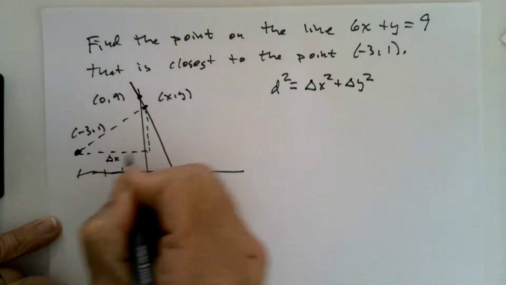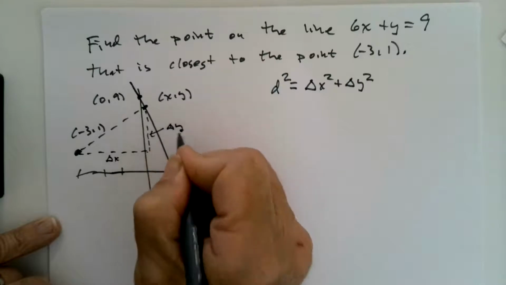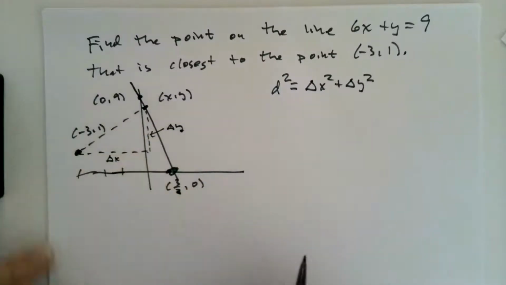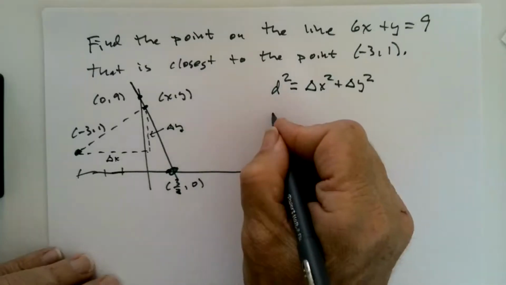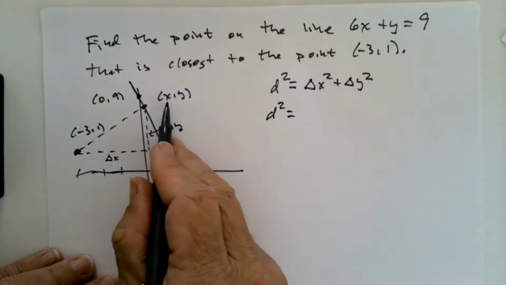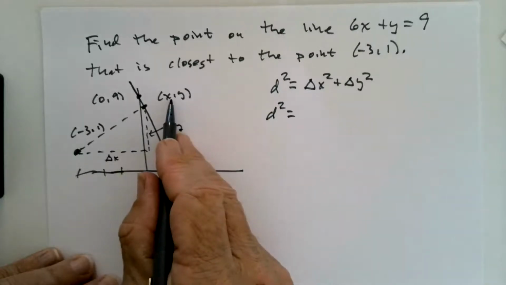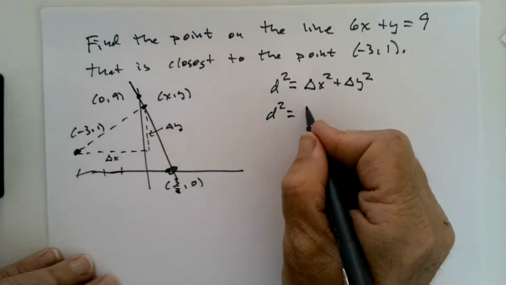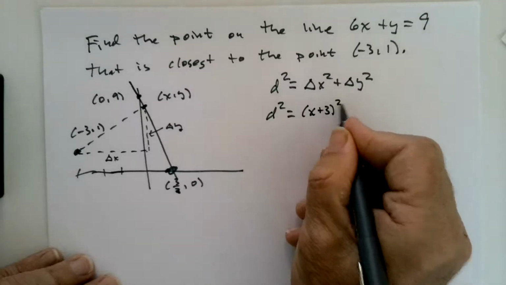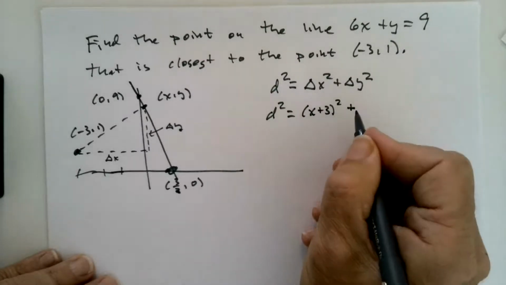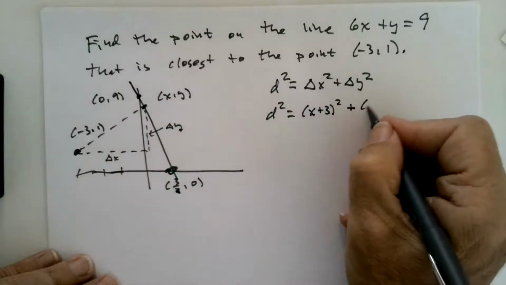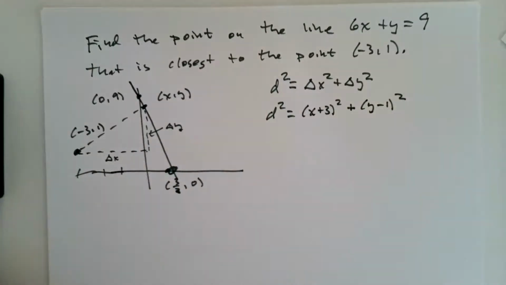Change in x is here. Change in y is there. And there's my distance squared. So my distance squared, which is what I'm going to choose to minimize, is from (-3, 1) to (x, y). Change in x squared would be x plus 3 squared, plus change in y squared, y minus 1 squared. And if I can minimize the distance squared, then I can also minimize the distance. This is our idea. What should I do next?